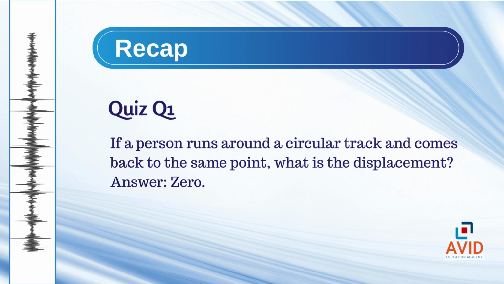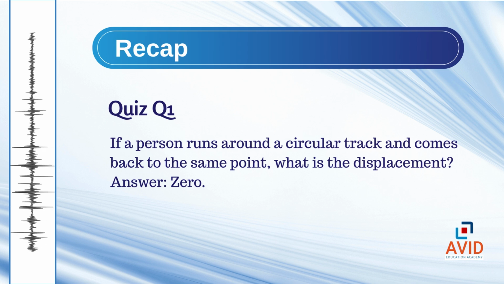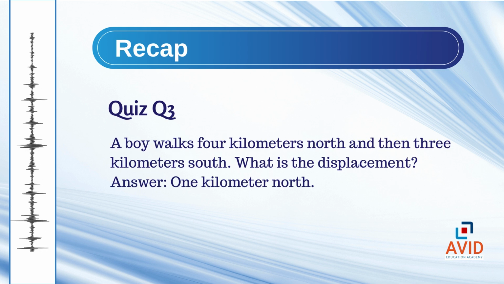Let us now do a quick recap. Question 1. If a person runs around a circular track and comes back to the same point, what is the displacement? Answer: 0. Question 2. Is velocity scalar or vector? Answer: velocity is vector. Question 3. A boy walks 4 kilometers north and then 3 kilometers south. What is the displacement? Answer: 1 kilometer north.